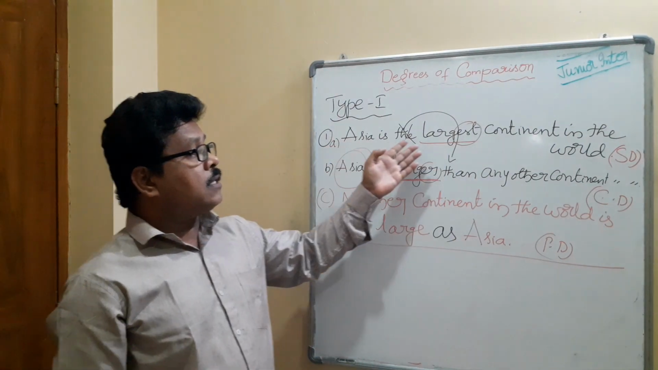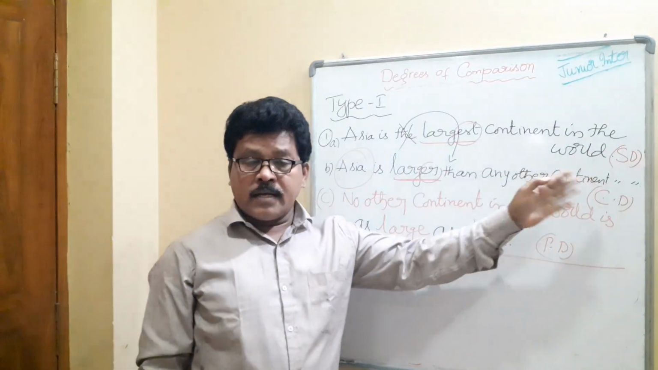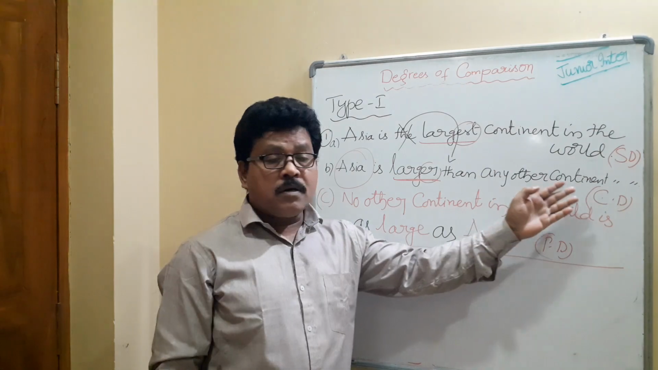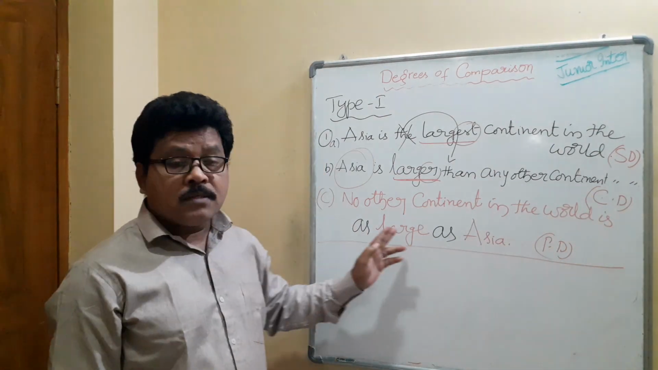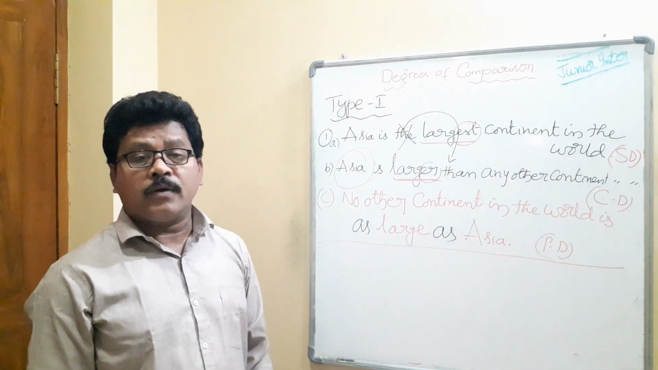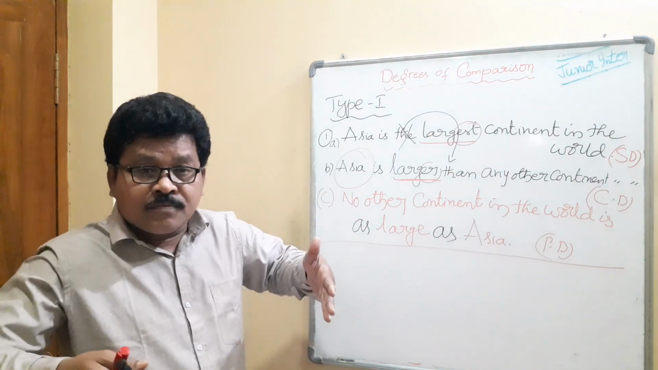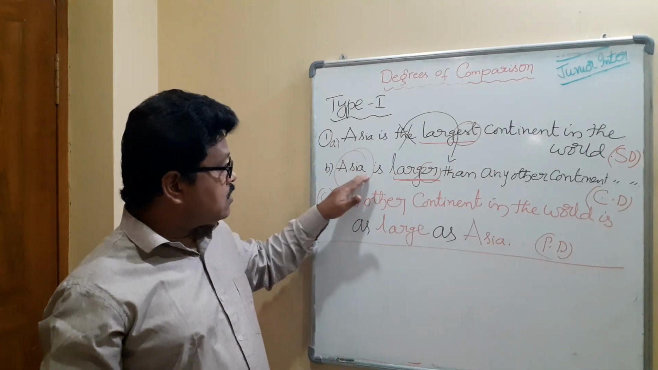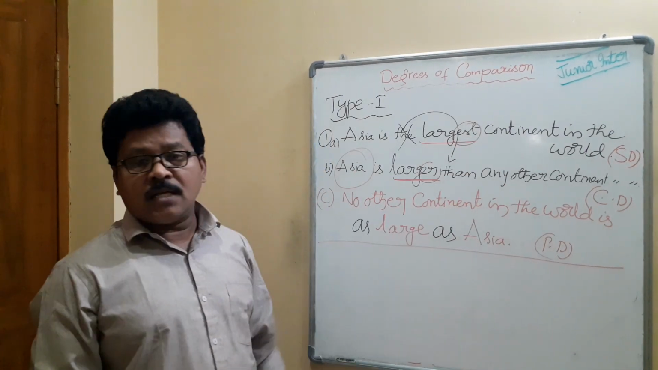Mukesh Ambani is the richest person in India. Mukesh Ambani is richer than any other person in India. No other person in India is as rich as Mukesh Ambani. So how to start? What kind of words do we have to use? This structure is very important.